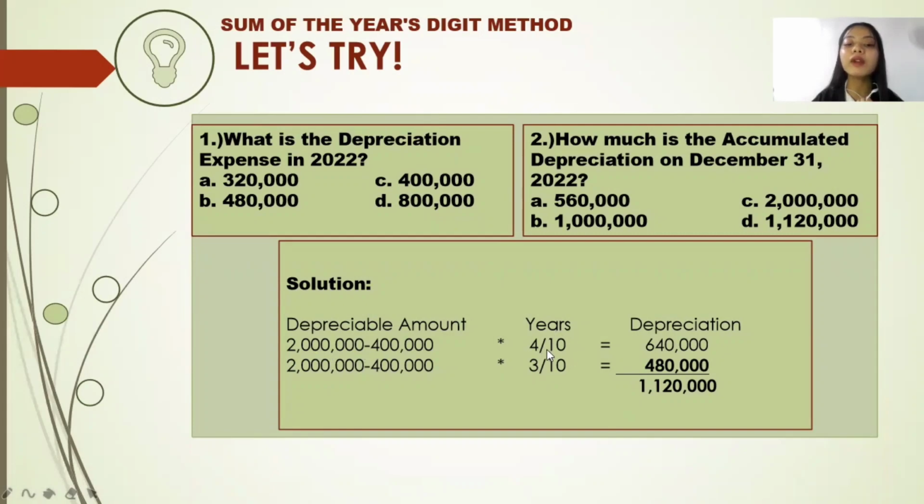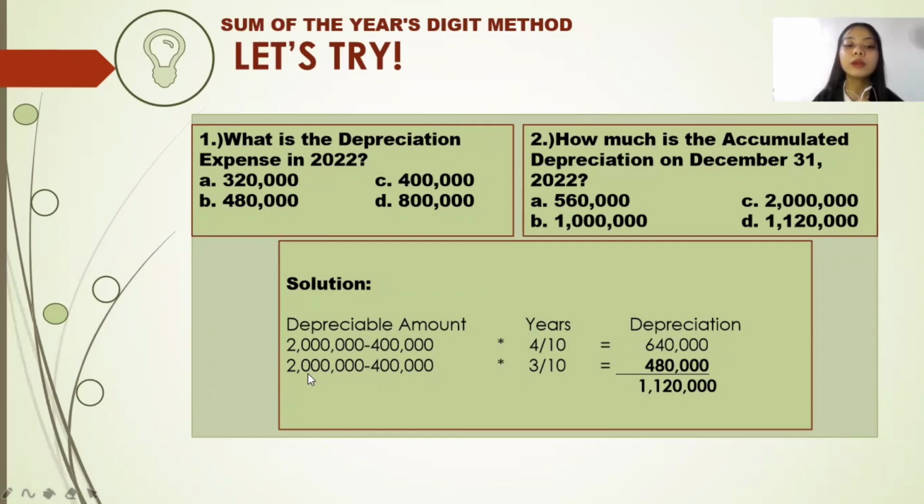Ito yung summation. Paano nakuha yung 10? Dahil 4 years, 1 plus 2 plus 3 plus 4, so total natin is 10. Kaya ito yung summation of life equals to 640,000. So, ito ang depreciation expense ng 2021.